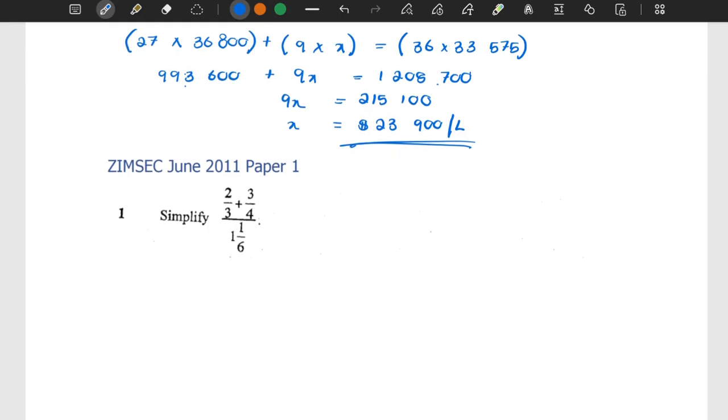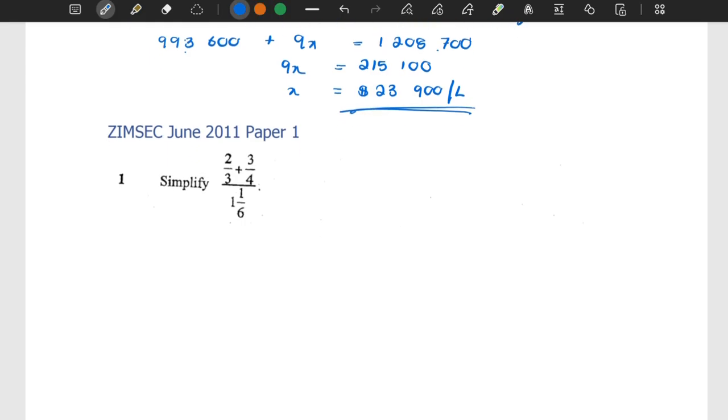Perfect. Next one, it says 2 over 3 plus 3 over 4 divided by 1 and 1/6. So in this case, again, brackets, division and multiplication come before addition and subtraction. So we first simplify the numerator, which is 2 over 3 plus 3 over 4, over, then make the mixed fraction an improper fraction. 6 times 1, 6 plus 1, that's going to be 7 over 6, right? And then on the numerator, we are going to find the lowest common multiple, which is 12.